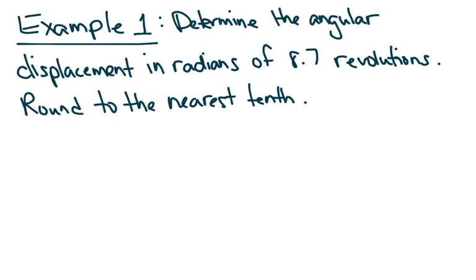We talked about how many degrees an object would go through if a circular object spun a certain number of rotations. So in example 1, it says determine the angular displacement in radians of 8.7 revolutions, round to the nearest tenth. Now we're going to consider our revolutions to be counterclockwise in the positive direction. So in the previous unit, when we wanted to turn revolutions into angle measurement in degrees, we would multiply by 360. And we would find out that this was 3,132 degrees.